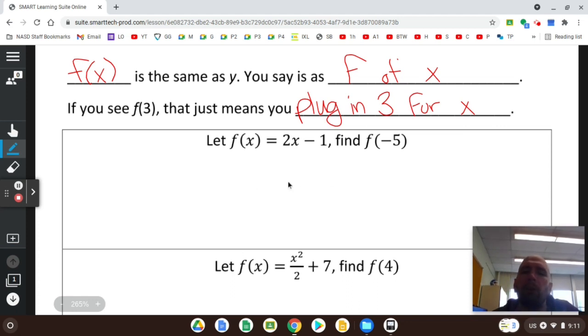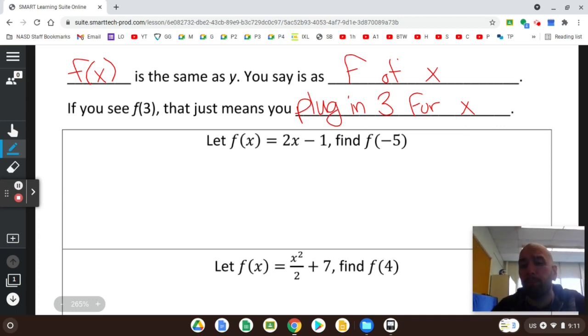And you'll see that at the beginning of an equation instead of y. F of x is the same thing as y.